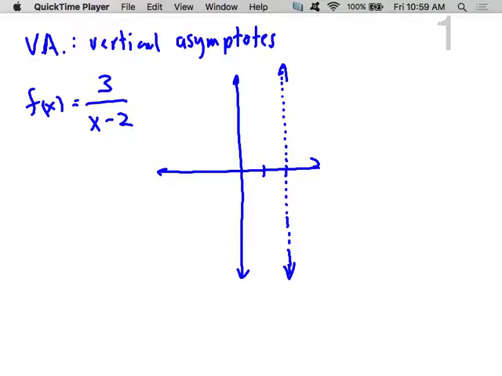Can the function ever cross it? No. Never? Well, I forgot how, like a hole or something. I don't know actually. Can it ever cross a vertical asymptote? No, never. Now, there are horizontal asymptotes. We'll talk about that later, and you can cross a horizontal asymptote, but a vertical asymptote doesn't work. It gives us a point of discontinuity.